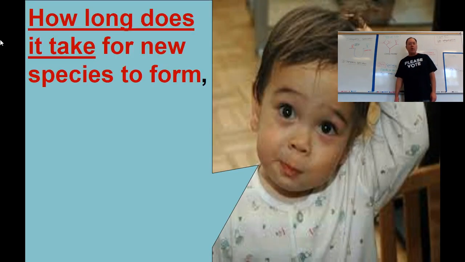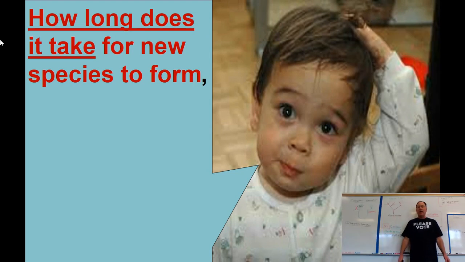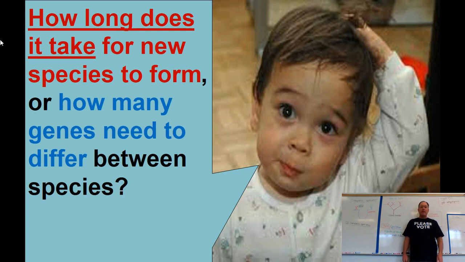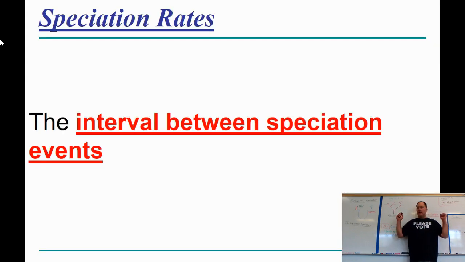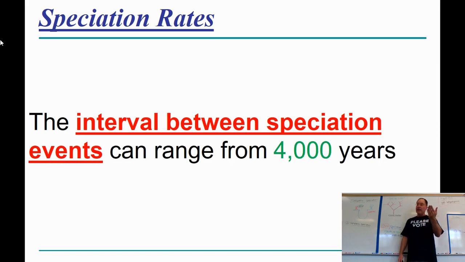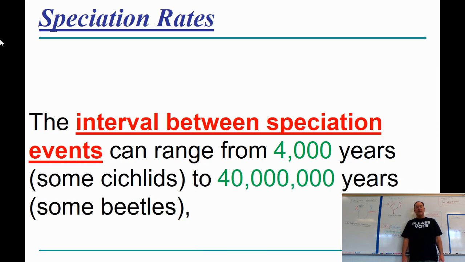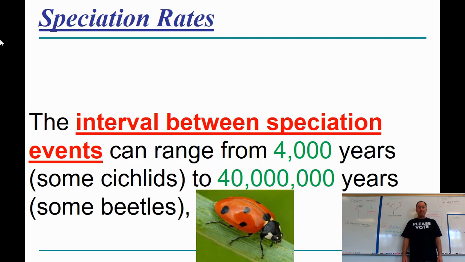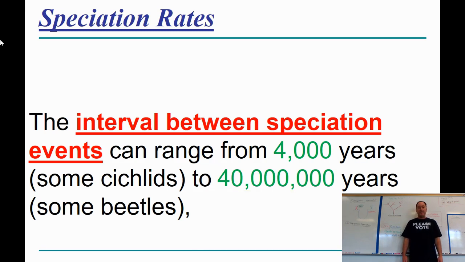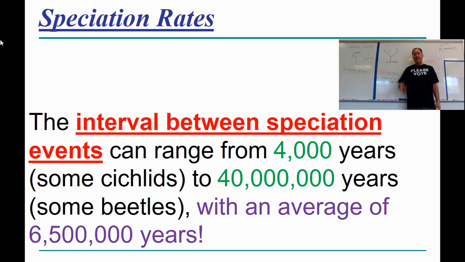So only a couple more concepts that we have to go over. So how long does this take to happen? Well, how many genes need to differ between species in order for this to happen? Well, the answer, of course, is 4,000 years in the example of these cichlid fish. For insects, specifically some beetles, super well adapted for their environment, 40 million years, science believes, that it takes for some beetles to speciate into 2 new species. Talk about being well adapted for your environment. They're under pressure now with the warming of our planet, for sure. Average is about 6.5 million years for a new species to take place.